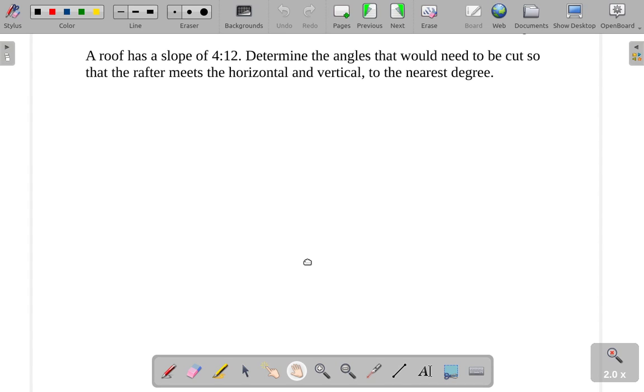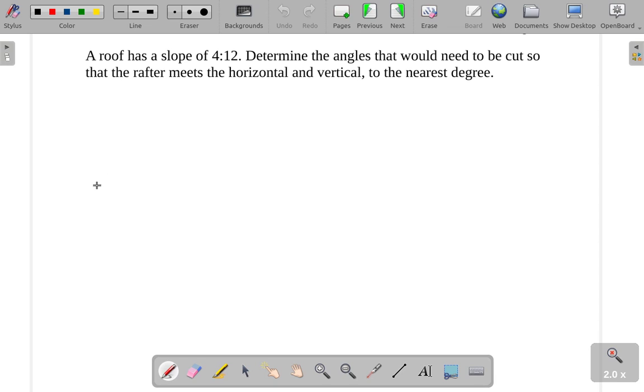A roof has a slope of 4 and 12, a 4 and 12 pitch, whatever you want to call that. Determine the angles that would need to be cut so that the rafter meets the horizontal and the vertical, to the nearest degree. So we have a 4 and 12 pitch.